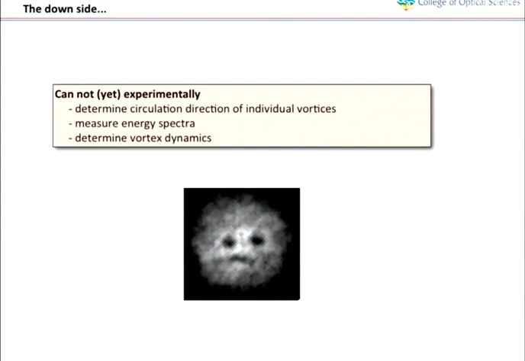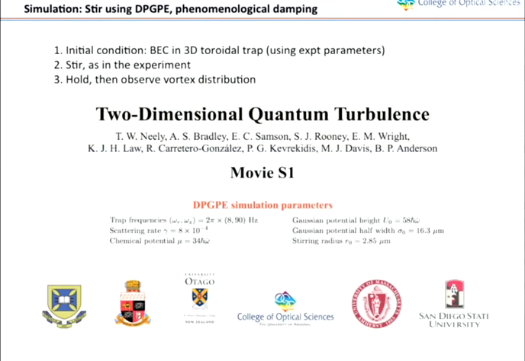Unfortunately, in our experiments, we are not yet able to determine the circulation direction of individual vortices, measure spectra, or determine vortex dynamics. Some pretty important aspects of the problem that we don't have access to yet in the experiments. We do have access to friends that know how to run some complicated code. Actually, this movie is a fairly straightforward approach. It's a three-dimensional damped projected Gross-Pitaevskii equation solver, and the initial conditions are the same, and the stirring conditions are as close as we can get to looking at what might be occurring in the experiment.